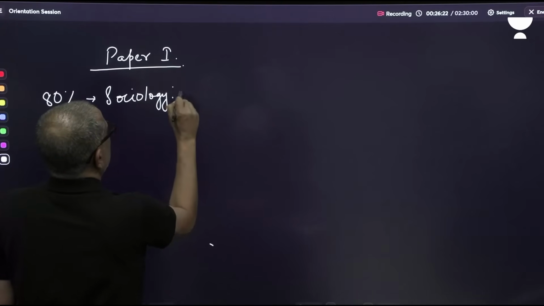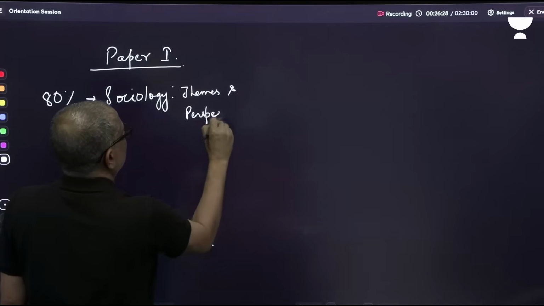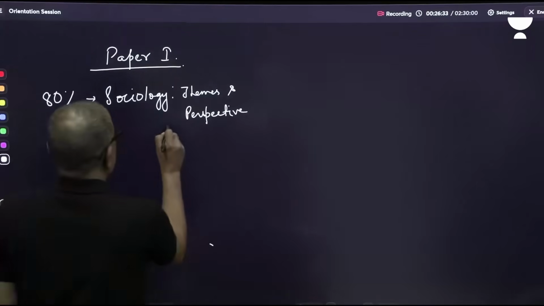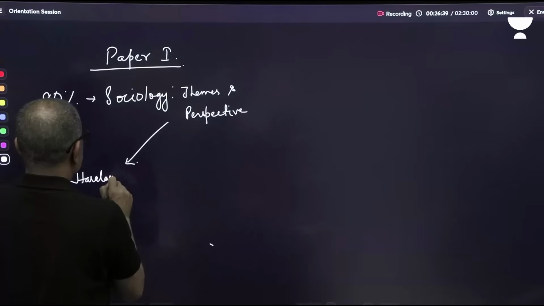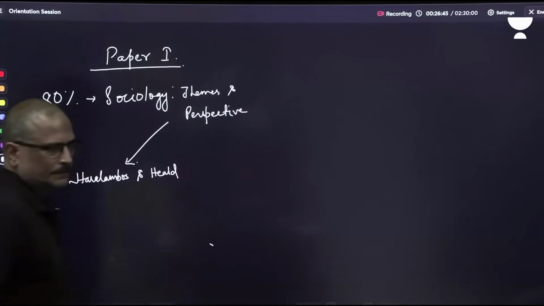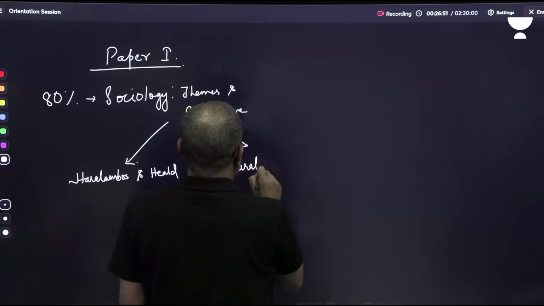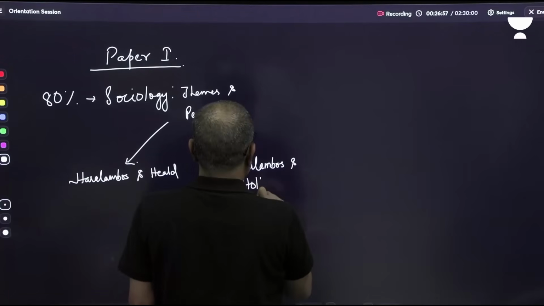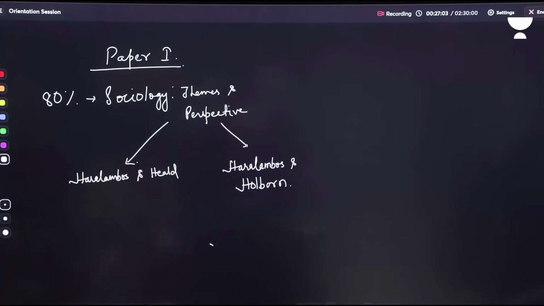Sociology: Themes and Perspectives. And this book has two editions. One is by Haralambos and Heald. The other is by Haralambos and Holborn.